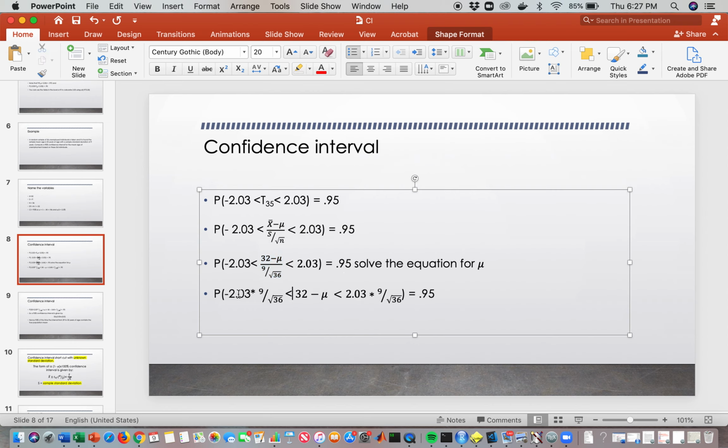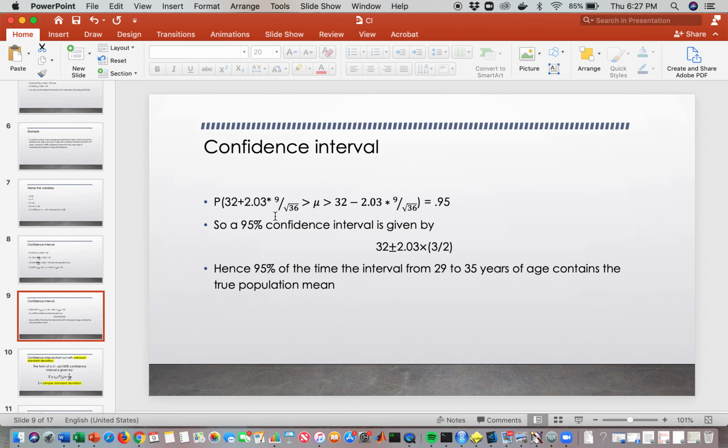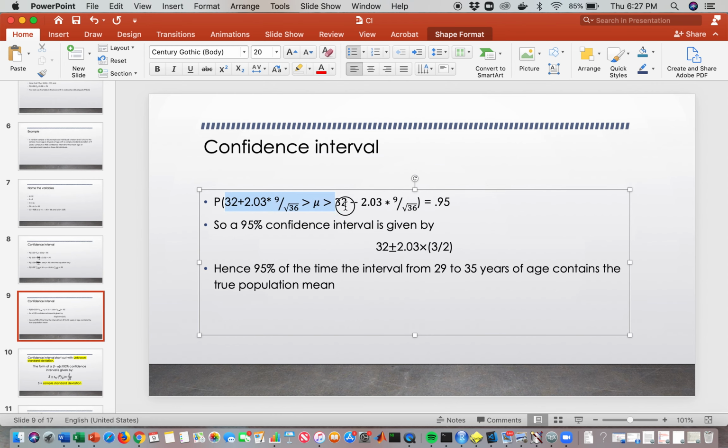So I begin to solve for it and I clear the denominator. Let's actually solve for mu. When we solve for mu, we're going to get this. And that's 95% probability. So a 95% confidence interval for the mean age of unemployment is given by this equation. It came right from here.